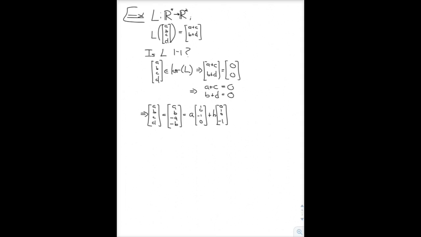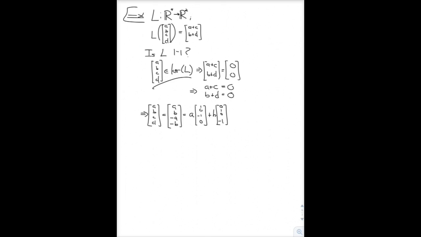Let's conclude with one final example and an observation. Let L map R4 to R2. L is defined as follows. L maps the vector (a, b, c, d) to (a plus c, b plus d). And let's see if we can determine if L is 1 to 1. Well, by the above theorem, all we need to do is look at the kernel. And if the kernel is 0, then L is 1 to 1. If the kernel is non-zero, then L is not 1 to 1. So let's see what we can find out about the kernel.